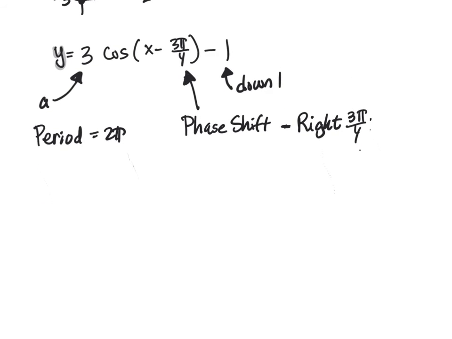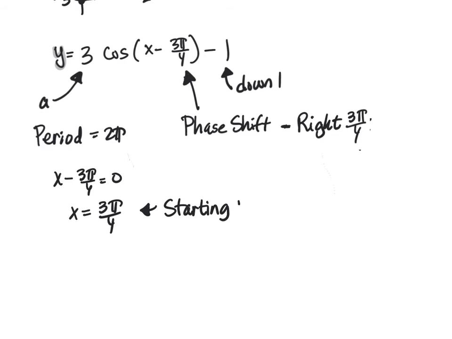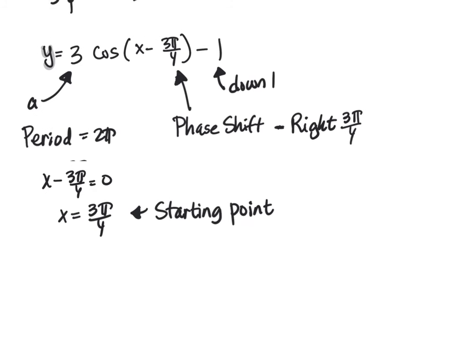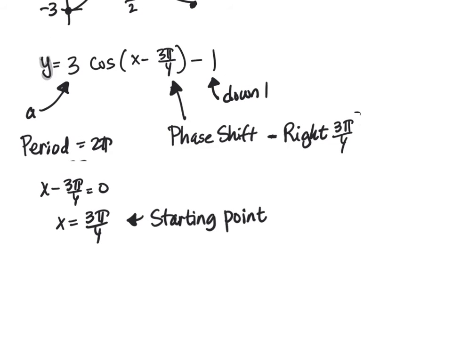Okay, so I could do that. I know my phase shift is right 3 pi over 4, or I could say if I take x minus 3 pi over 4, set it equal to 0, and solve for x, this would tell me my starting point. Where do I start? I know I'm starting here. That's my x value. And I'm writing kind of big because I'm running out of room here, so I wanted to have all this information on the same one. So if I go to graph this, I'm going down 1. Here's my midline.